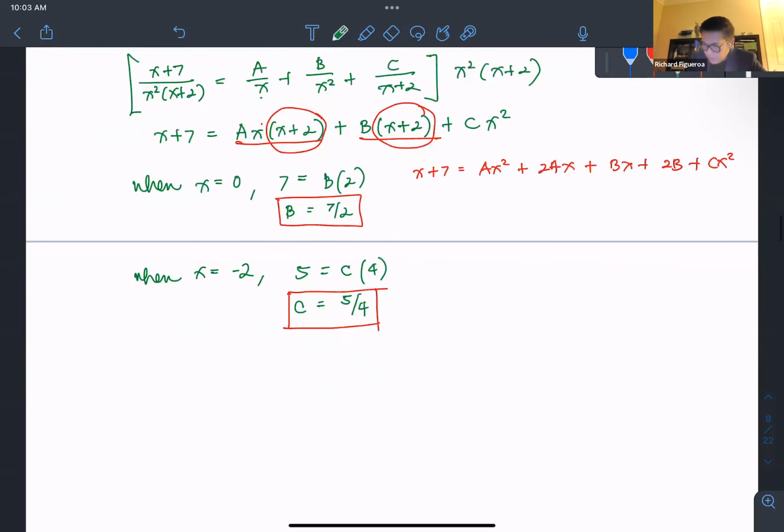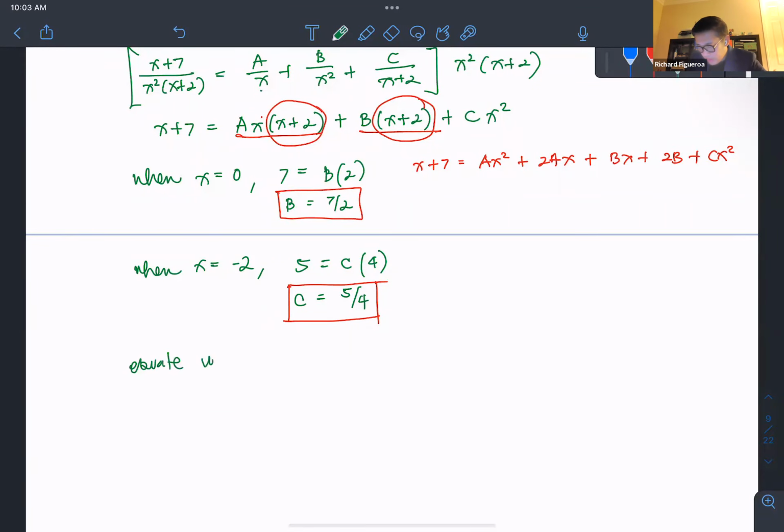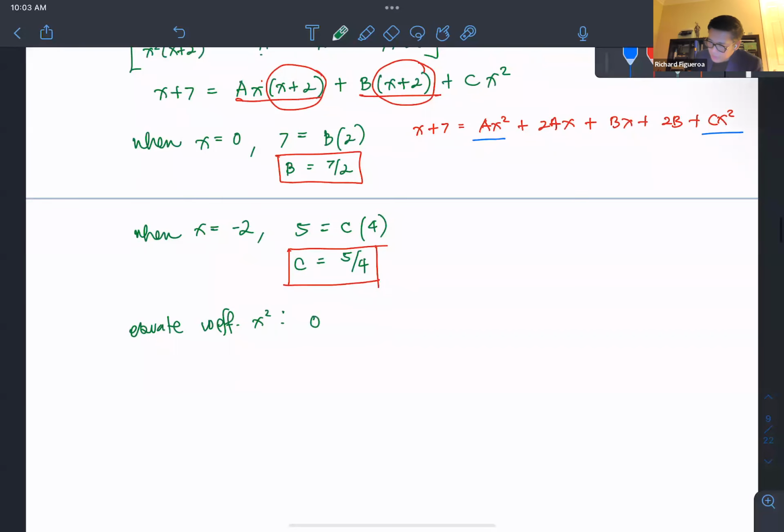So usually we equate coefficients involving, tingnan mo yung konti lang. So those coefficients involving x squared, ano yun? This one and this. So dalawa lang. So that makes it, sa left hand side, wala. So that is 0. The right hand side, we'll have a, and then we have c, a plus c. So we are to find a. So therefore, a is negative c. So a is negative c. C is 5/4, so it would just make it negative 5/4.